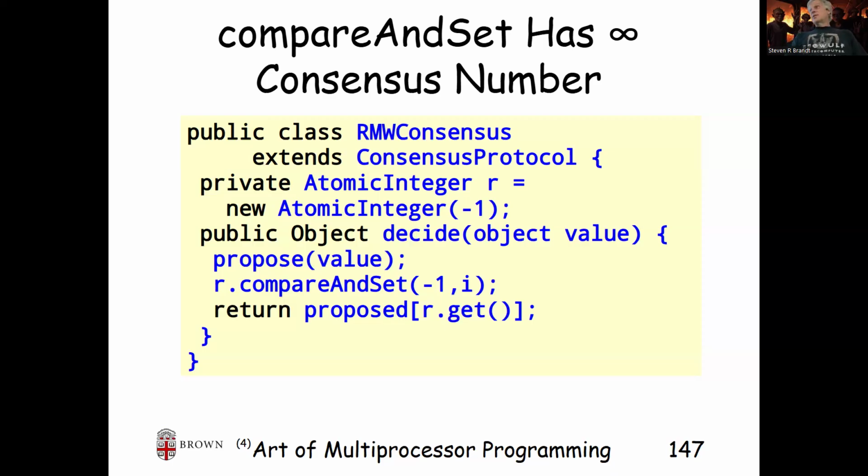Any questions? Are you feeling excited about infinite consensus?